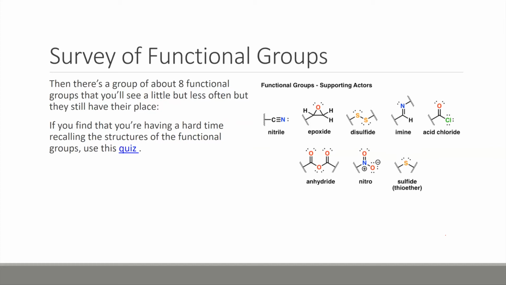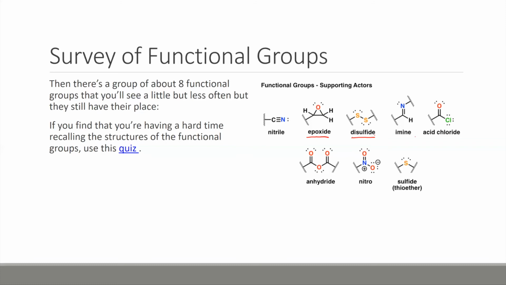These are the nitrile, a carbon triple bonded to an N, an epoxide. Epoxides are rings in nature, and they are a heterocyclic compound, meaning they have something that's not carbon or hydrogen in the ring. It's a 3-membered ring with an oxygen in it. Disulfide, this kind of sounds like what it means. 2 sulfurs bonded together, disulfide.